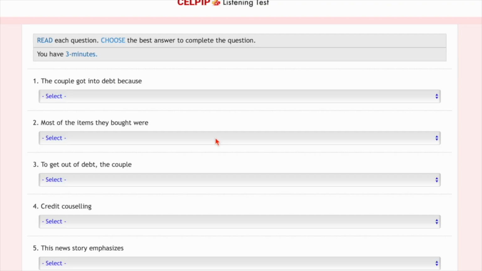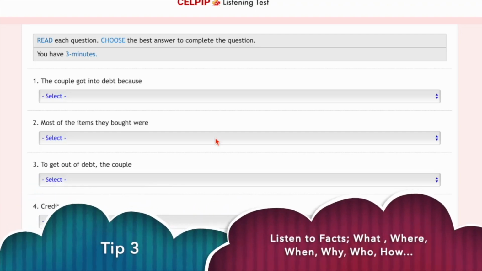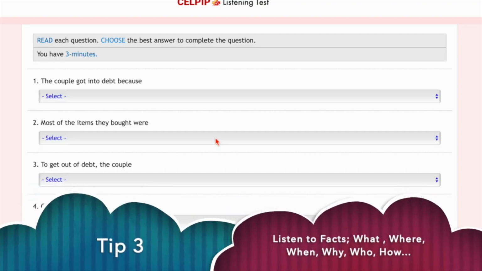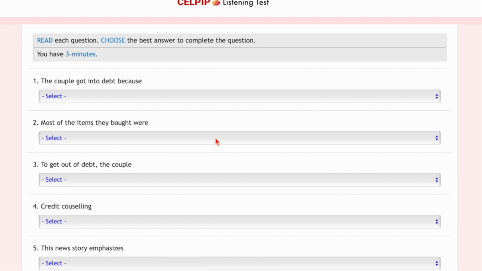And then the third point, which is important for the news, is to listen for facts. What happened? Where did it happen? Why did it happen? Who did it happen to? What will they do after? Try to get factual information from the news, and that way it will help you get to the questions better and understand them better. Okay?